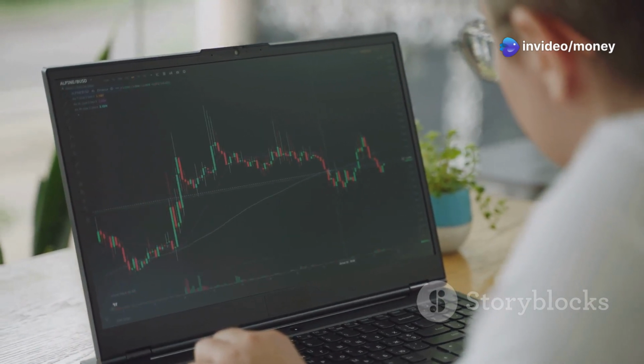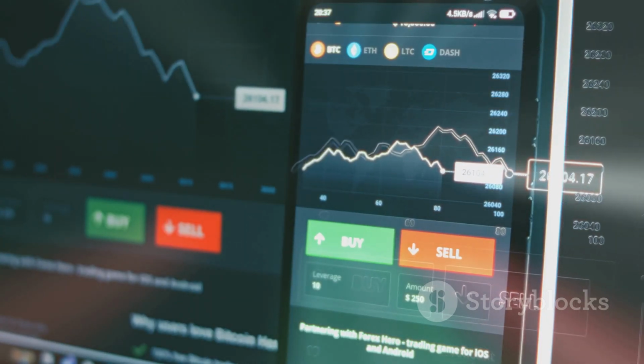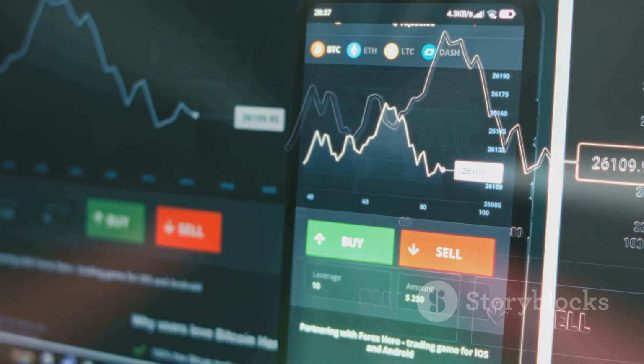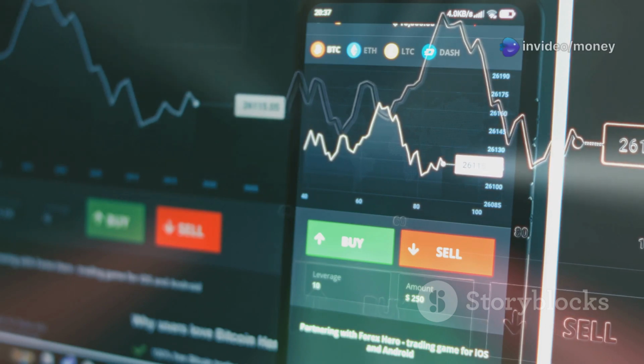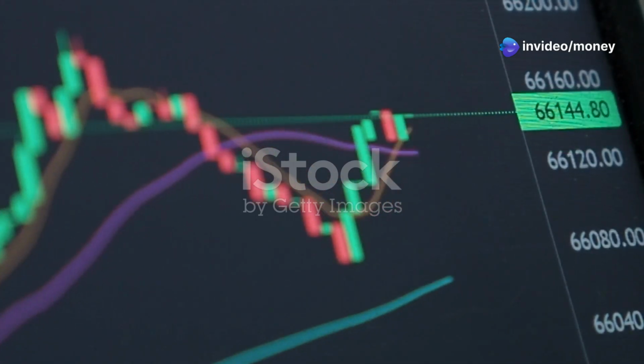Now that you know how the stochastic oscillator is built, let's learn to read its language. The most common way to interpret it is by looking at overbought and oversold levels. These levels are typically set at 80 and 20. When the oscillator lines %K and %D rise above 80, the market is considered overbought.